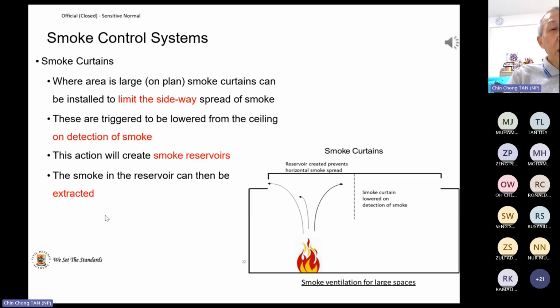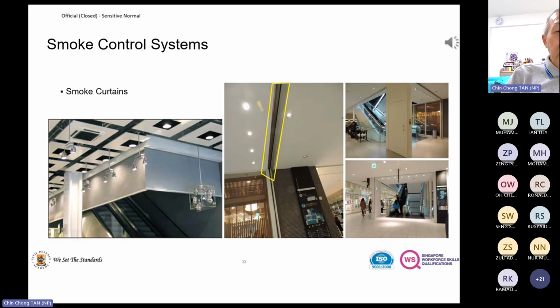smoke curtains. Smoke curtains can normally be at the perimeter of the atrium, and can also be on the sideway, to prevent smoke traveling in the latitudinal direction. But of course, you must have staircase for people to run away, to create a smoke reservoir. I explained about this already. So these are the smoke curtains.